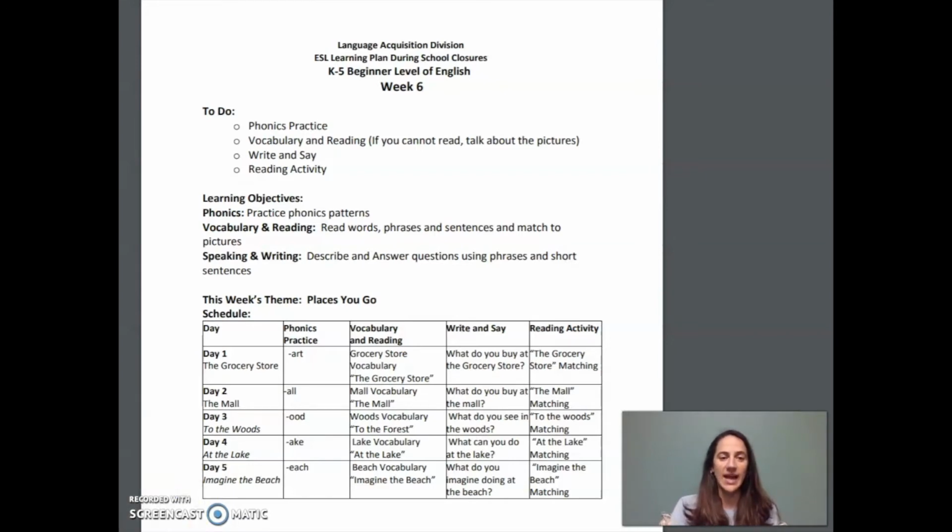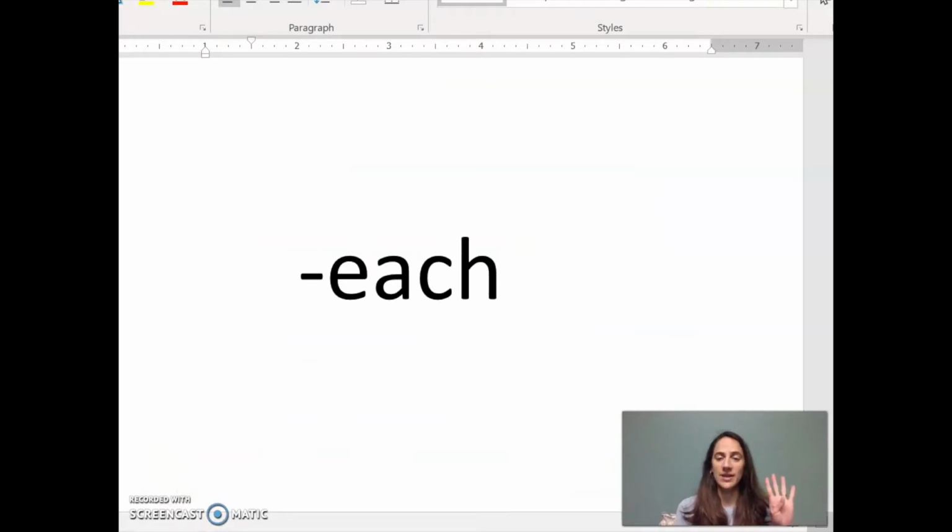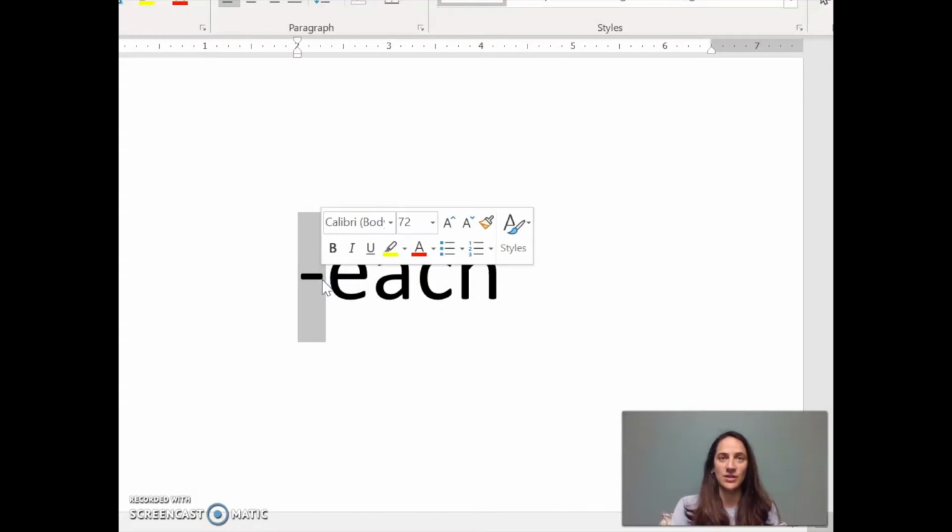We're starting today with 4 letters. They are E, A, C, H. I have 4 letters, but I hear 2 sounds. E, ch. Please repeat after me. E, ch. Good, let's put it together. The sound is each. Excellent. What we can do is put different letters in front of each to make new words. Let's check them out.